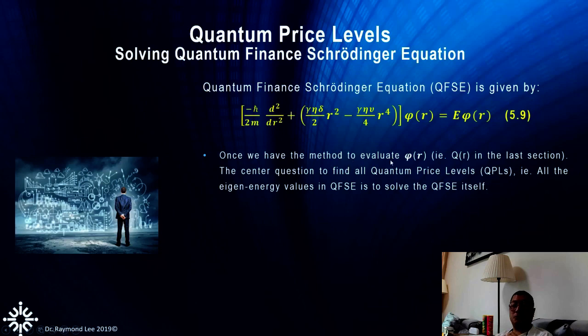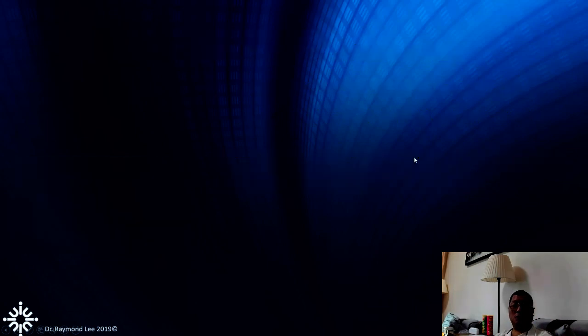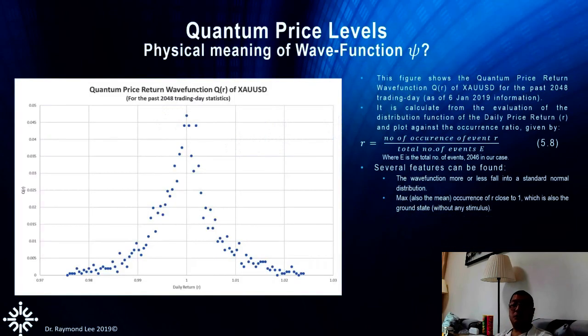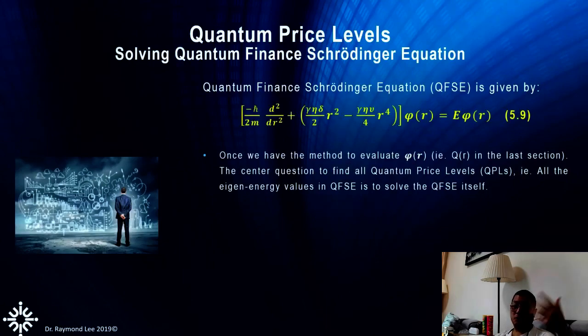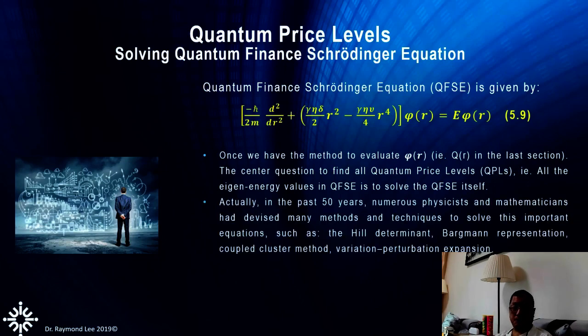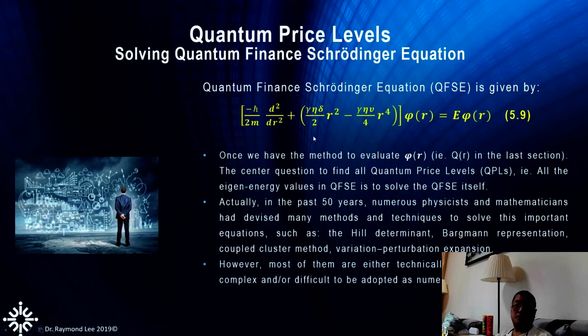So when we have the method to calculate the wave function, which means the PDF, when you take a look at the distribution, these are in fact the wave function. In terms of time independence, because you collect the whole statistic, it is of course time independent. So when we have the method to evaluate R, the central question is how to find all the energy levels, which means how to solve this Schrödinger equation in order 2 and order 4.